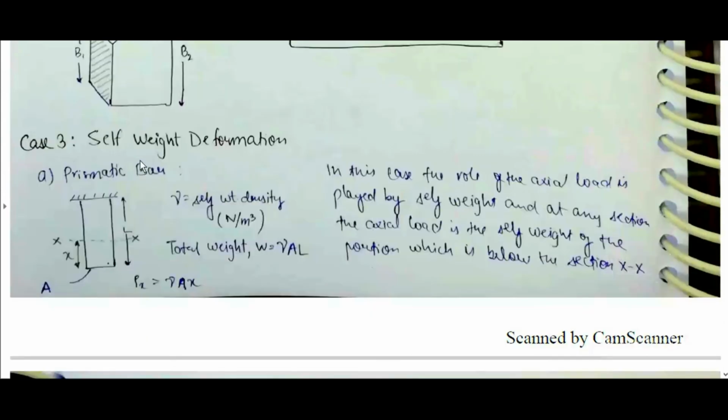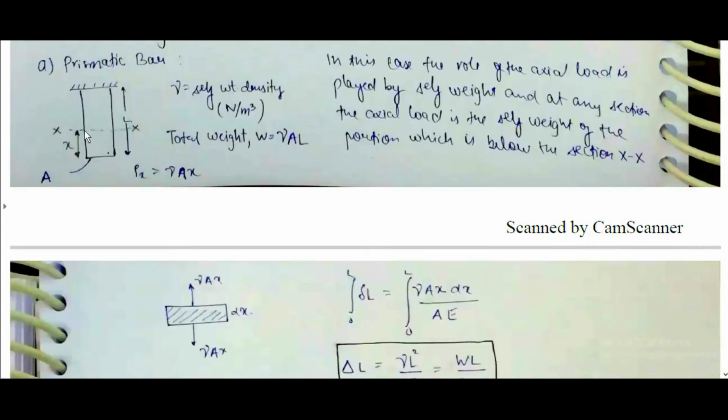Self-weight deformation. Prismatic bar. Gamma is equal to self-weight density. Total weight W is equal to gamma AL. Px is equal to gamma AX. In this case, the role of axial load is played by self-weight, and at any section, the axial load is the self-weight of the portion which is below the section XX. If we consider section XX here, this weight will be the self weight.